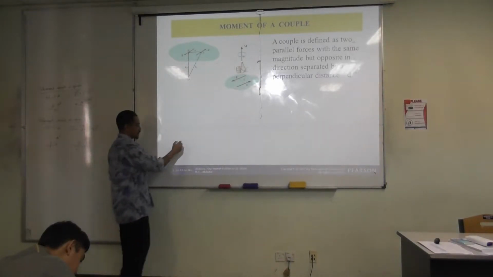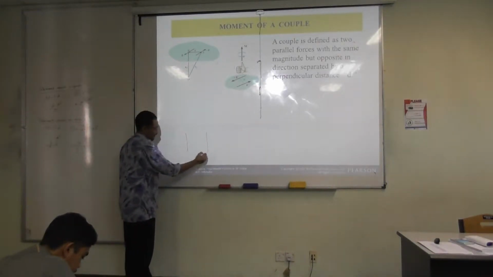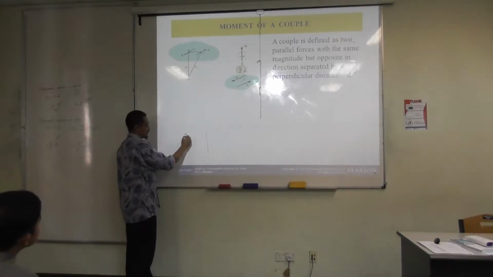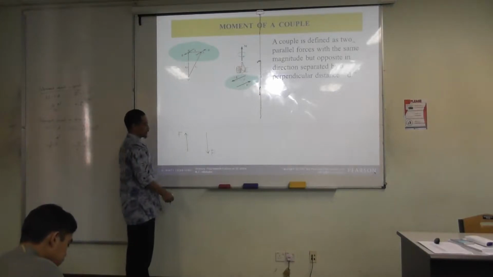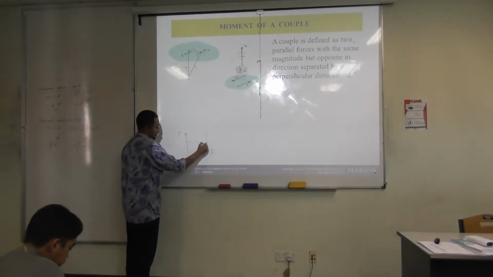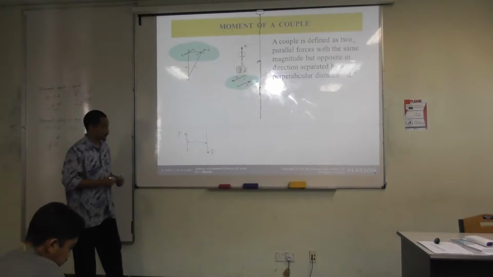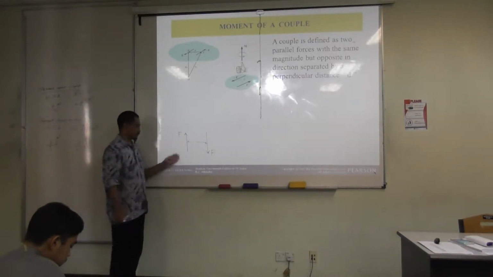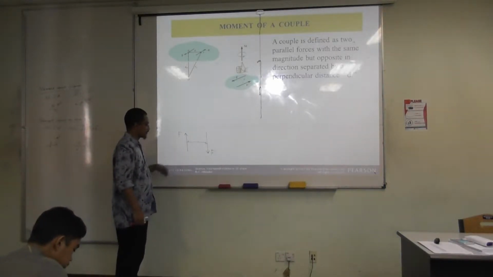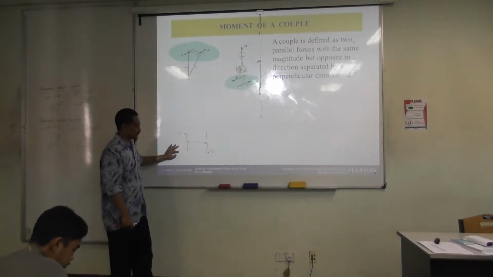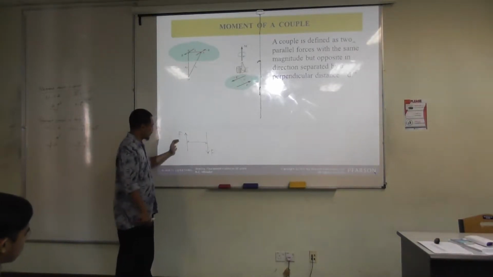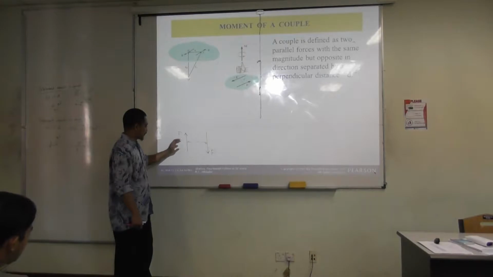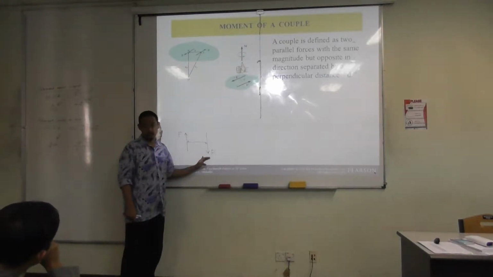First characteristic, there must be two forces, and they must be parallel. They must be opposite with the same magnitude. Of course, when they are parallel, you will have a perpendicular distance there, right? And if it's parallel, that must be the case. So all of those characteristics must be there for it to be considered a couple. If it's not parallel or not opposite, then it's not a couple. If the magnitude is not the same, it's also not a couple, right?